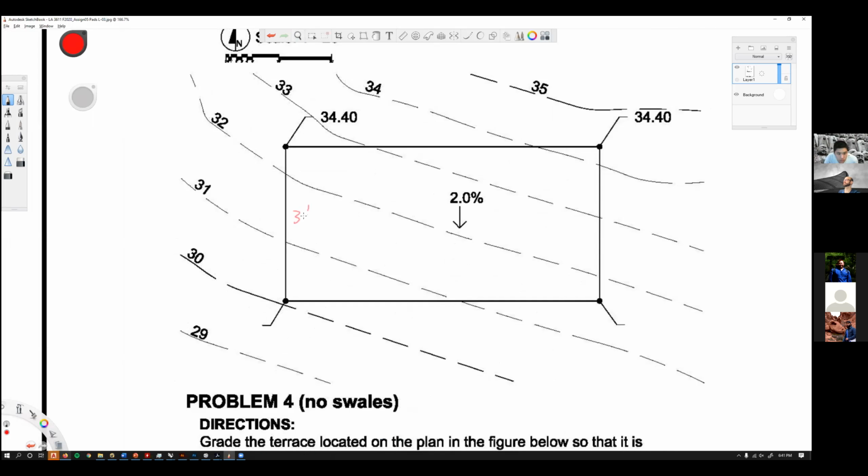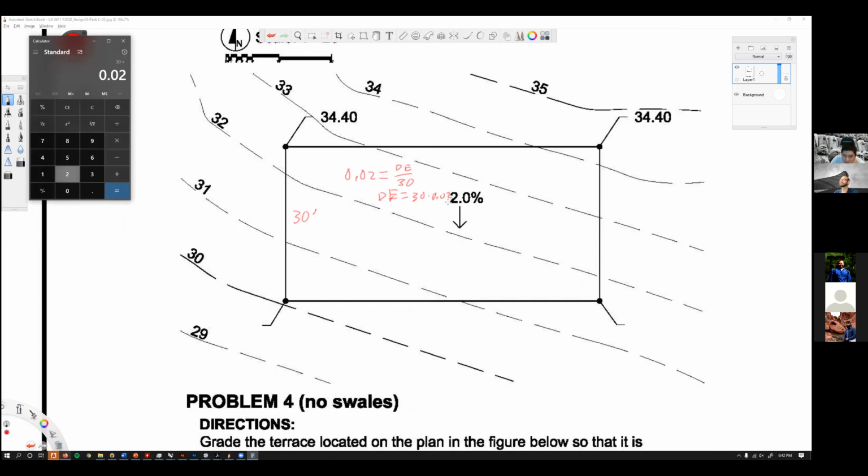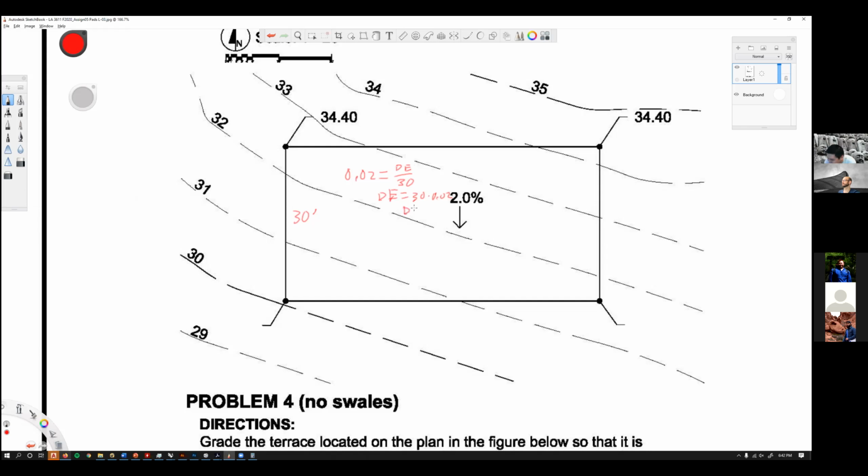So we'll go 30. So we have our 0.02 slope. We're looking for our DE, and we have our 30 feet. So DE equals 30 times 0.02. It's 0.6.